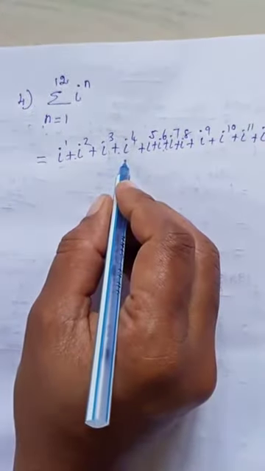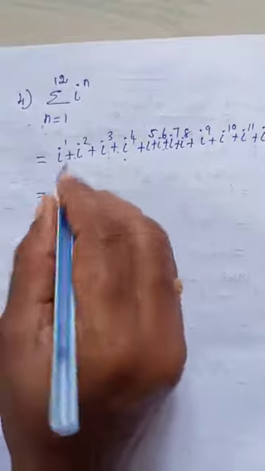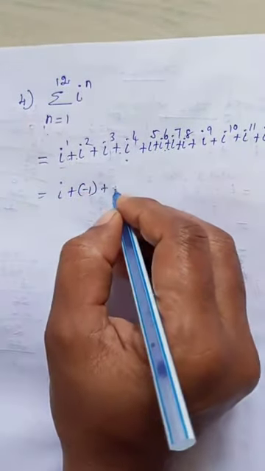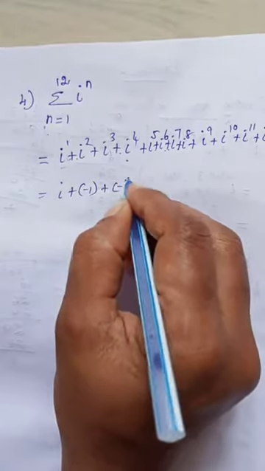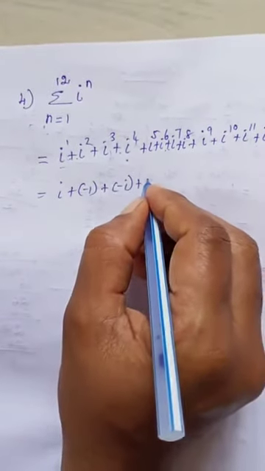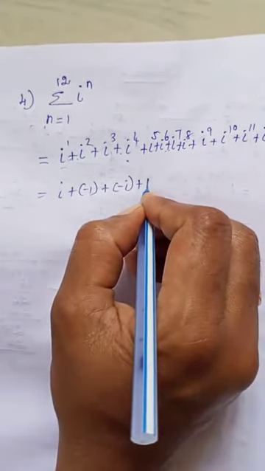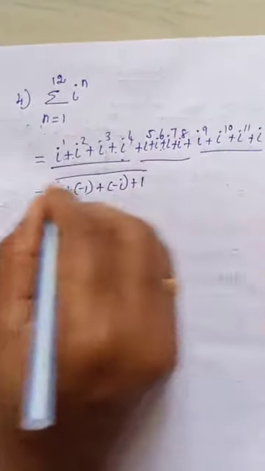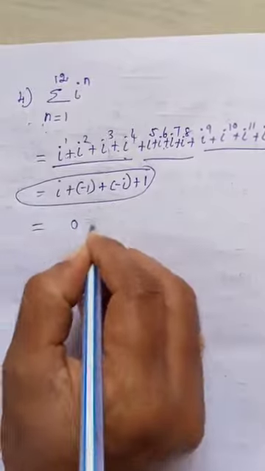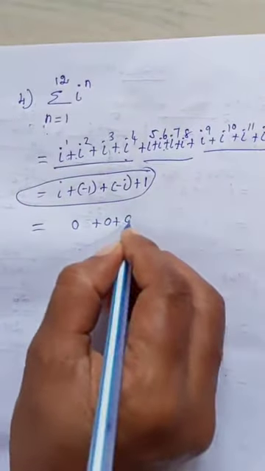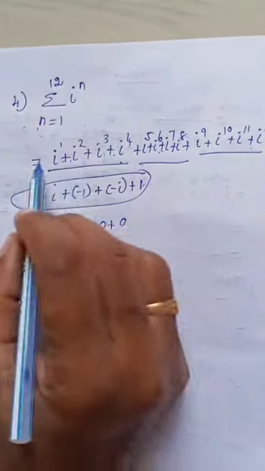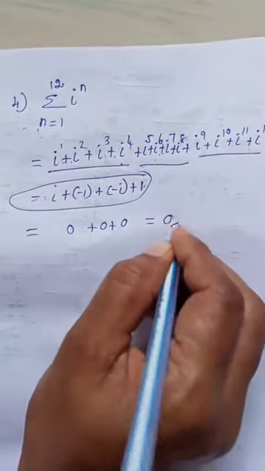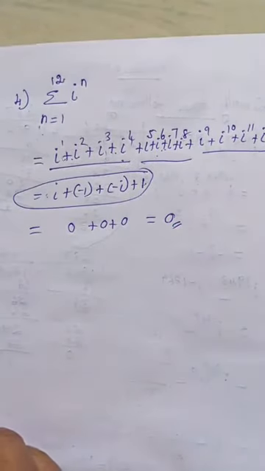So this 4 means we will get 0, isn't it? How? i square is minus 1, i cube is minus i and i power 4 is plus 1. Isn't it? So 4, 4, 4. Automatically we will be getting 0 plus 0 plus 0. You need not even write this. When we write these 4 terms, automatically the value is equal to 0.